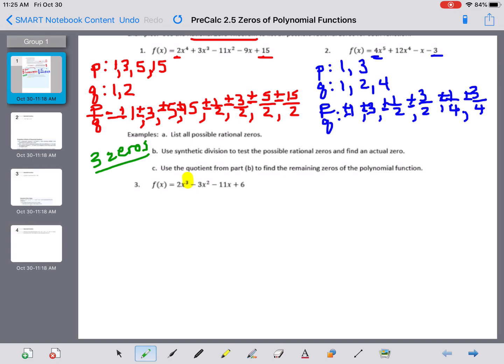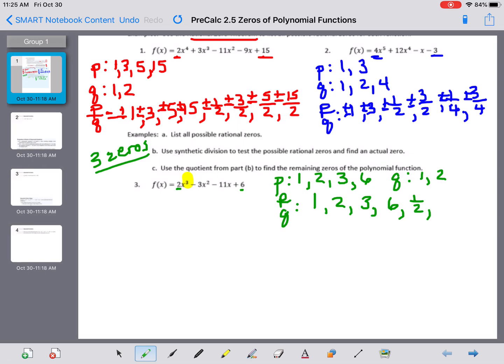All right, first things first, we need to find the possible rational zeros by listing our p over q's. So my p here, I have 6, factors are 1, 2, 3, and 6. And my q has factors, that's my 2, of 1 and 2. Okay, so p over q, I have a possibility of 1 over 1, which is 1, 2 over 1, which is 2, 3 over 1, which is 3, 6 over 1, which is 6. Then I put the 2, so 1 over 2 is 1/2.